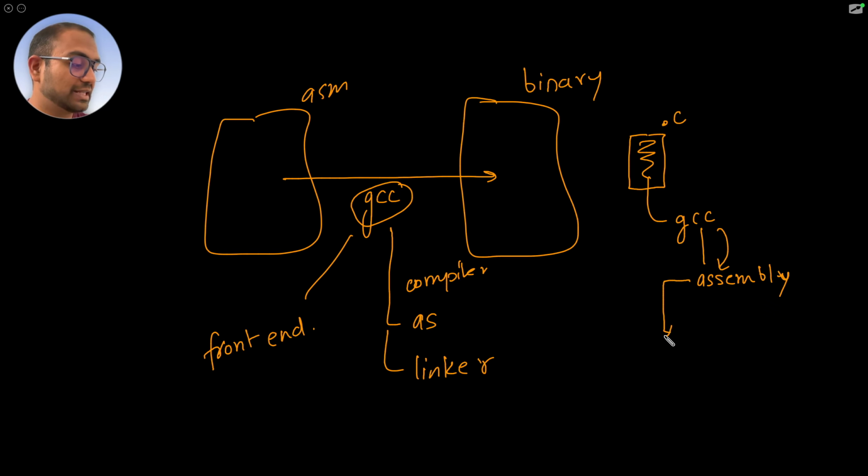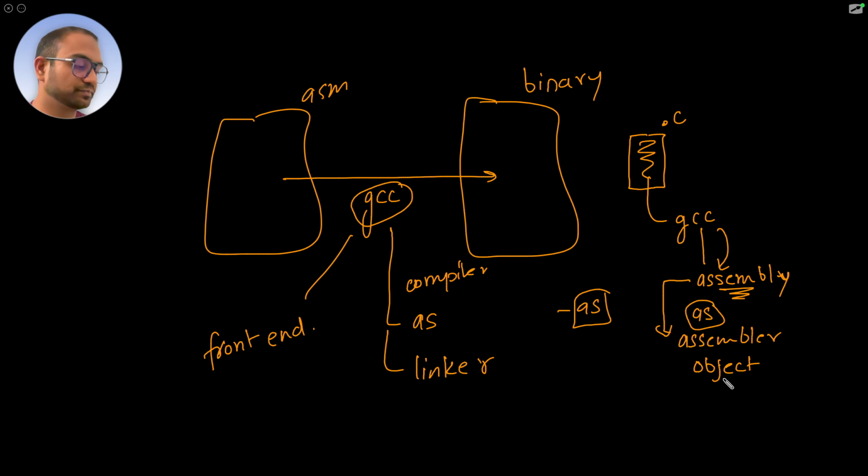After that, it calls the assembler, the AS. In the toolchain, there was something that had -as. So that utility it calls, and that utility converts the assembly into something called object code. What object code is, we'll come to also. Object code is pretty much binary code with some holes in it.